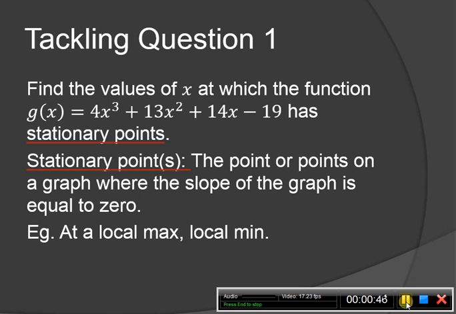Tackling question 1. Find all the values of x at which the function g of x equals 4x cubed plus 13x squared plus 14x minus 19 has stationary points. To complete this question, we must understand that stationary points are the point or points on a graph where the slope of the graph is equal to 0, for example at a local max or a local minimum.